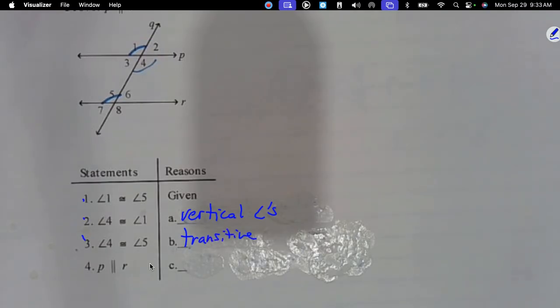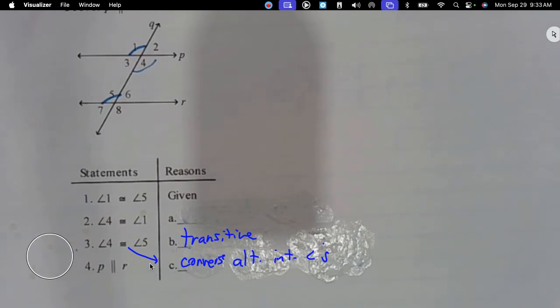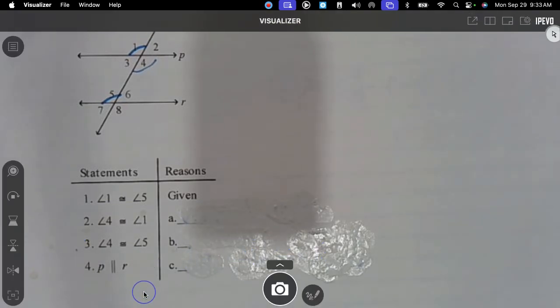Okay? Now, since 4 and 5 are congruent, the lines are parallel. What kind of angles are 4 and 5? Alternate interior. I think it's the converse. It's the converse of that. That's what I'm looking for: converse of alternate interior angles. Does that make sense? Yes, ma'am. Converse is when you're proving something is parallel. So it was vertical angles, transitive, converse of alternate interior angles.